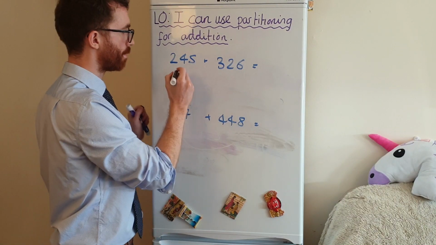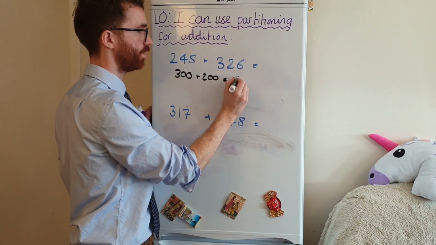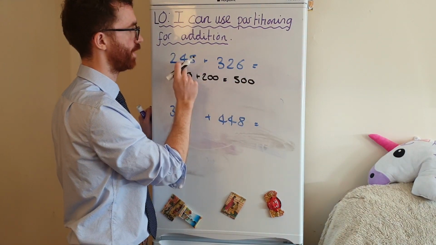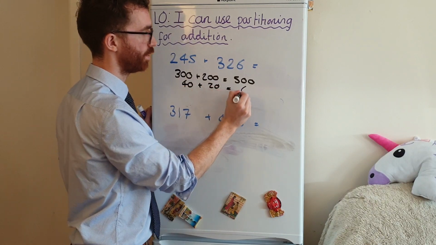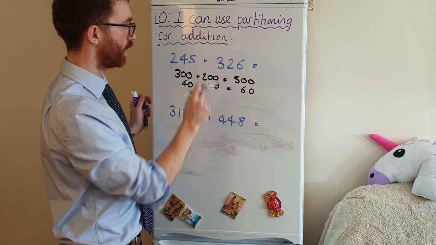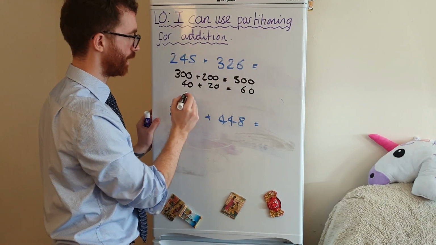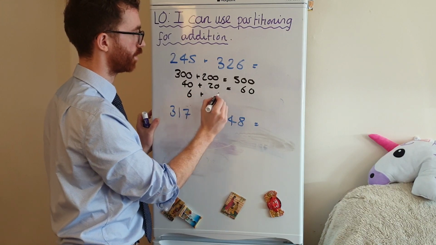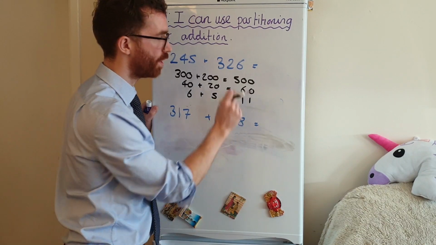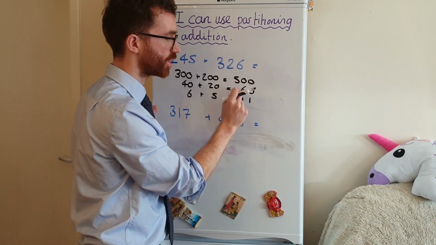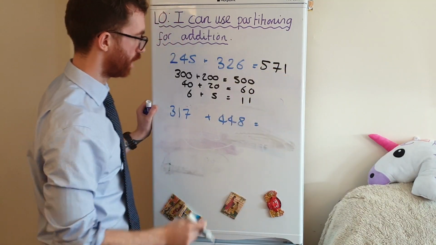Okay, let's go through them. 300 add 200 equals 500. That's my 2 and my 3. Right, now we've got 40 add 20 equals 60. Okay. Now we've got the 5 and the 6. Well, I know 6 plus 4 plus 1, it must be 11. So 6 plus 5 equals 11. What I'm going to do is add them up. 500, 560, 571. There we go. 571.